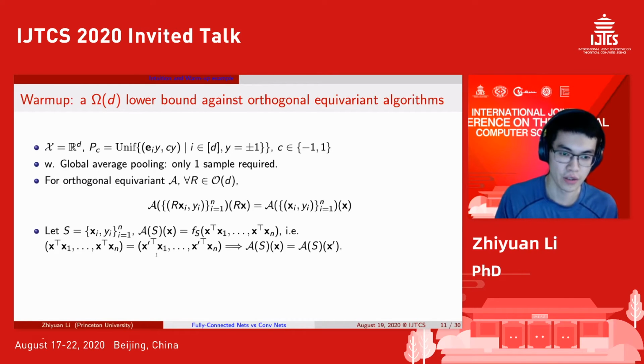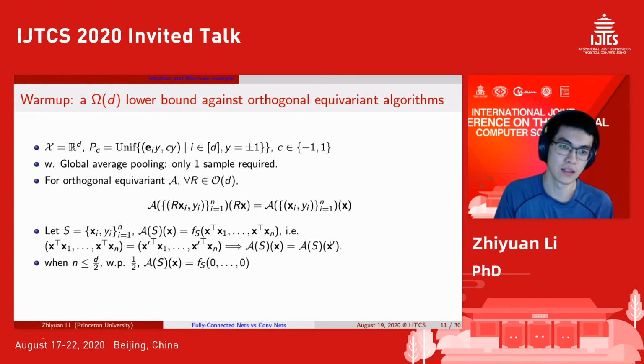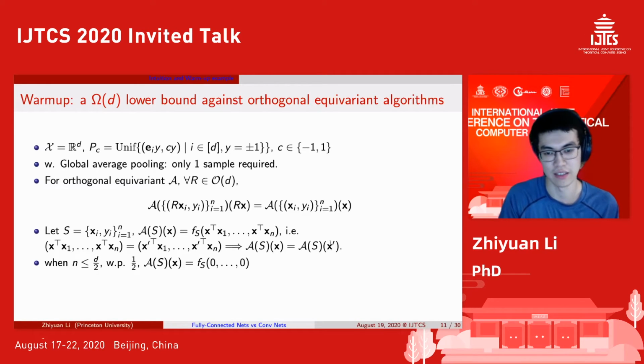In detail, it means if there are two different unseen samples, but they have the same inner product against each training data point, then we can imply that the prediction of A(S) on x must be equal to the prediction of A(S) on x prime. And when n is smaller than d over 2, with at least half probability, this x is not seen in the training data set. So A(S)(x) is equal to this f_S(0), which means it is a constant or a constant distribution. However, we know in this case the label of x is still uniformly distributed. So it means the algorithm is going to make at least half error with probability 1/2.